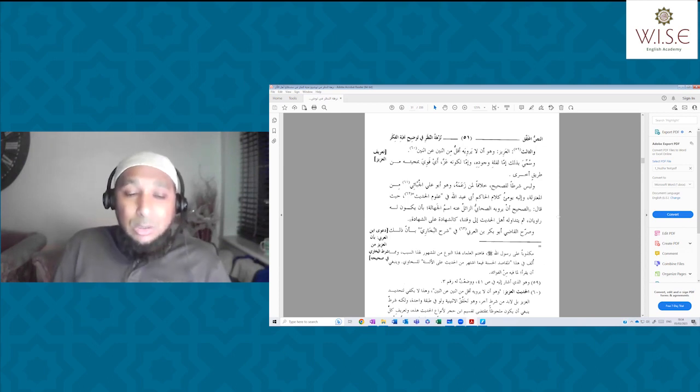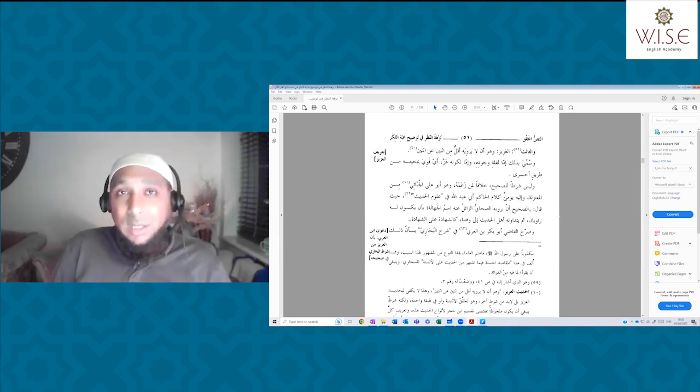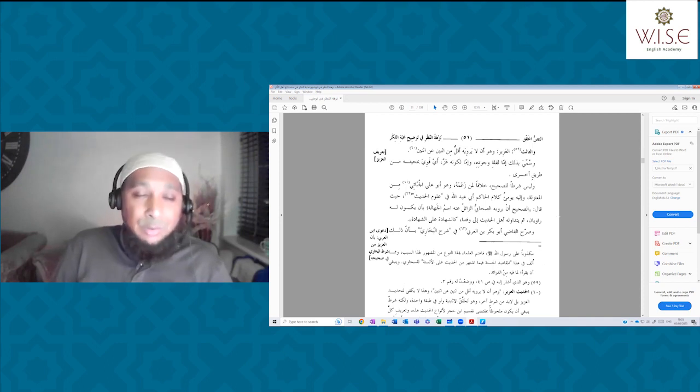So Abu Ali al-Jubba'i is of the opinion that in order for a hadith to be sahih, the hadith needs to be at least aziz. Okay, a khabar wahid, a one-person narration, cannot be sahih.